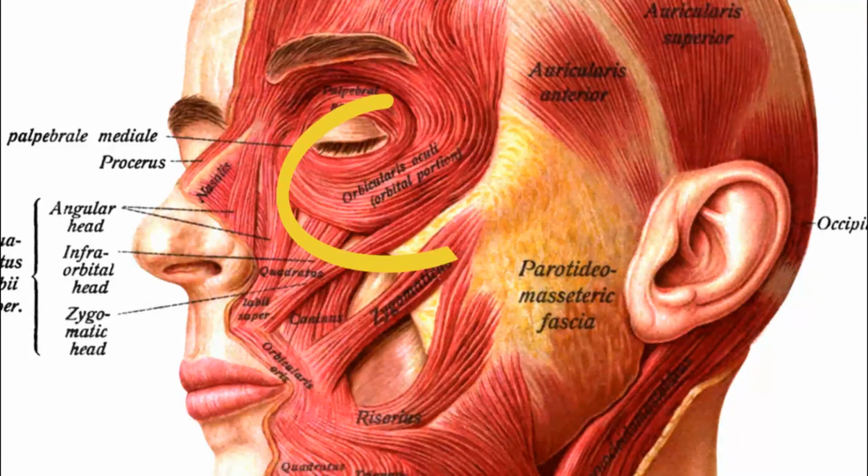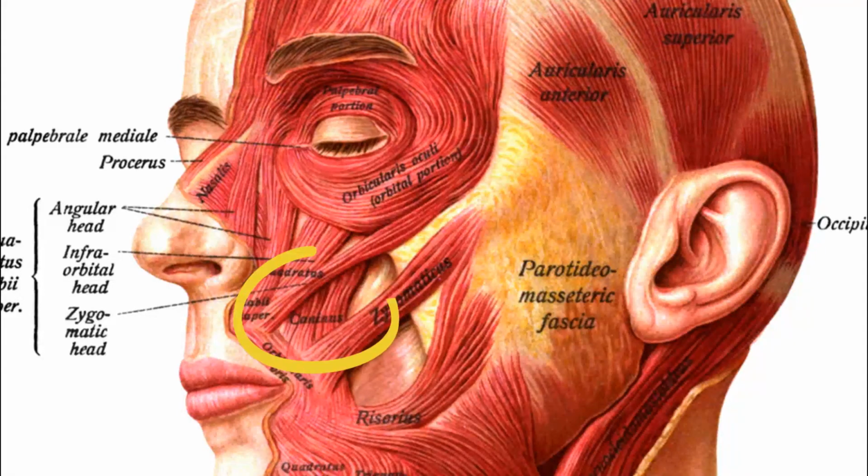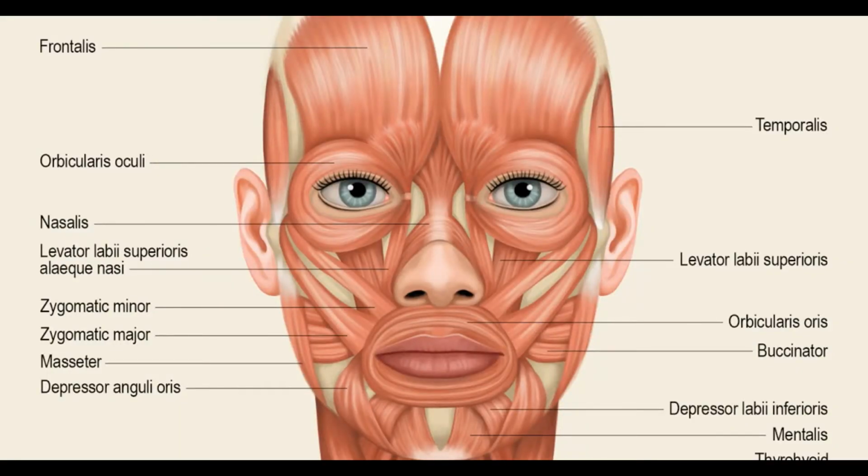Moving on to the contents, the muscles present, we have a mnemonic for that. Only children love lollipop. The O is for the orbicularis oculi muscle. The C is for muscle caninus. The L is for the levator labii superioris. The last L is for levator labii superioris alae nasi.